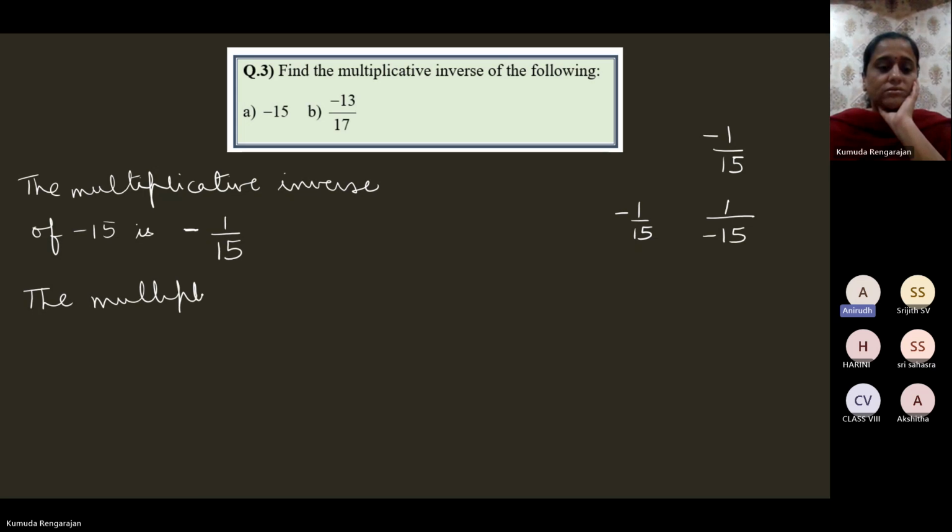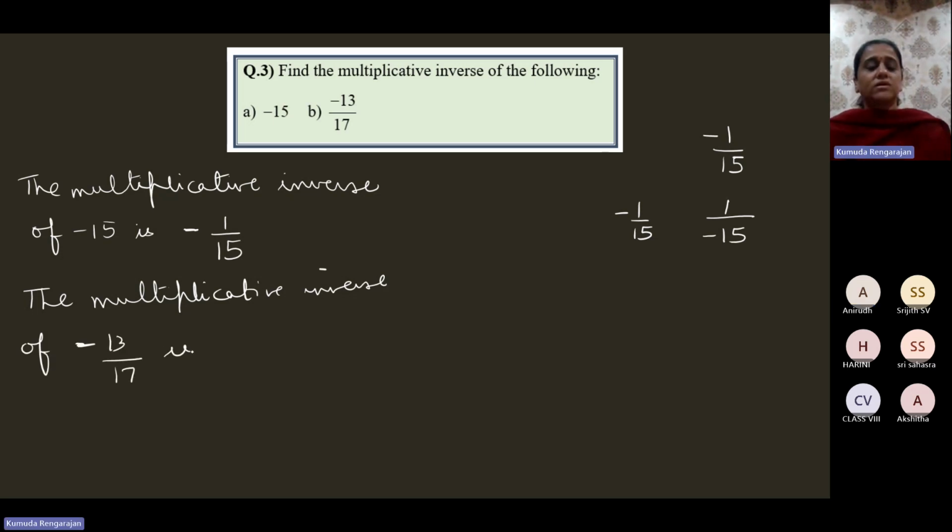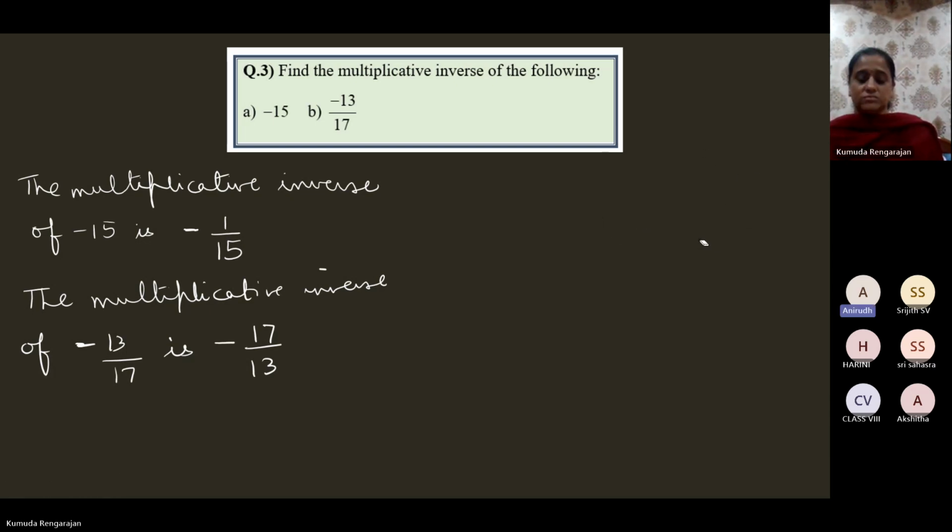Ma'am, minus 17 by 13 is the next answer. The multiplicative inverse of minus 13 by 17 is minus 17 by 13. So disturb the number, invert it and write it. Don't change the sign. Yeah, write down fast. Yes, ma'am.